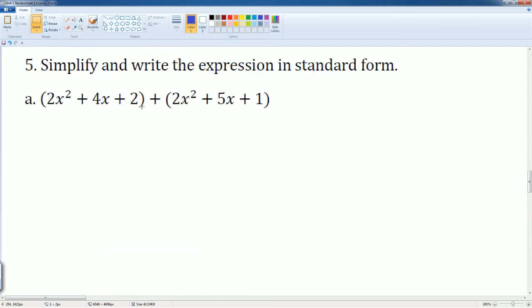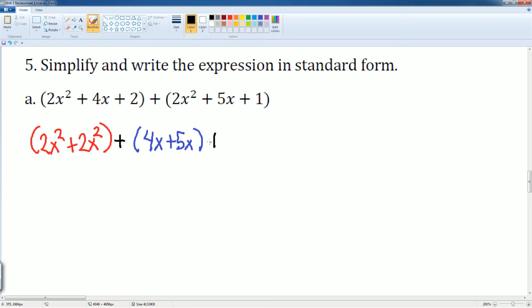Well, here they just ask us to add. So let's just do that. Let's just add them. I'm going to color code this so we can see it a little bit better. We have our parentheses 2x squared plus 2x squared. I'm grouping this together. This is my x squared. Then I'm going to add this to my x terms. So 4x plus 5x. Then I'm going to add this to my constant terms, which are 2 plus 1.